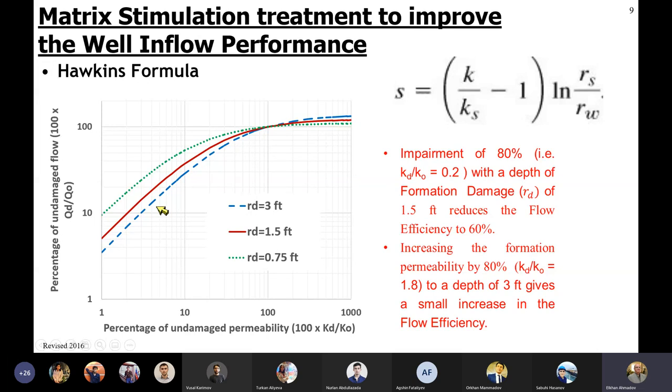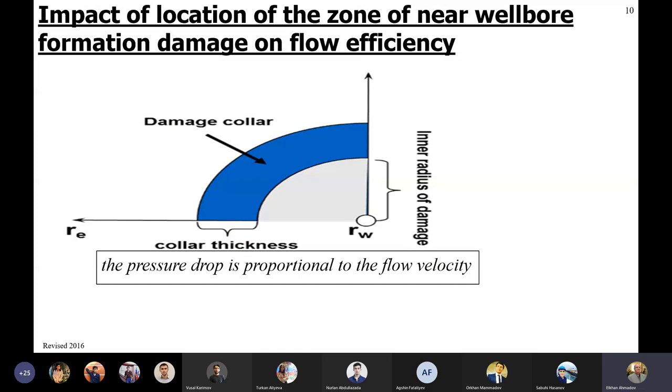Another issue is the effect of damage collar. It happens when we do a matrix acidization. Initially the damage is around the wellbore, and then when we do this matrix acidization, there might be some damage collar left over in the reservoir, and the distance to this damage collar and the width of the damage collar is also essential. So here you can see different cases of collar thickness, this distance, and how it affects the productivity.